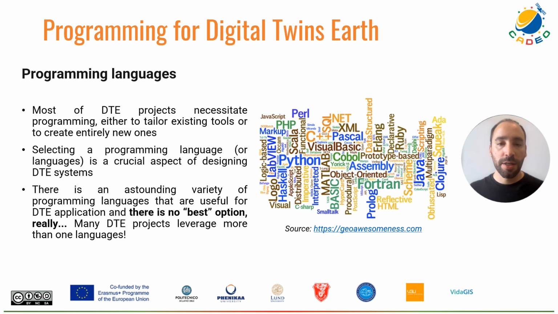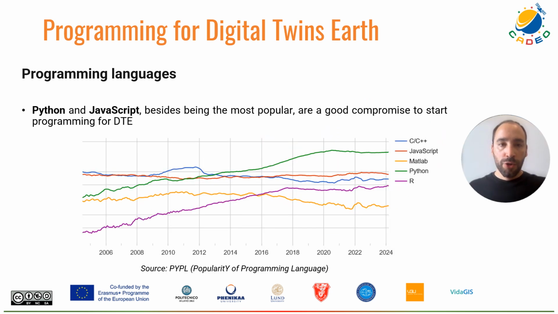As such, there is not a single best programming language for digital twin Earth applications. Instead, many projects utilize a combination of languages to achieve their objective. By carefully choosing the appropriate language, we can better tailor solutions to meet the specific needs of our projects. Two of the most popular programming languages are for sure Python and JavaScript. Both of these languages stand out not only for their widespread use, but also for their effectiveness as entry points into the world of programming for digital twin Earths.